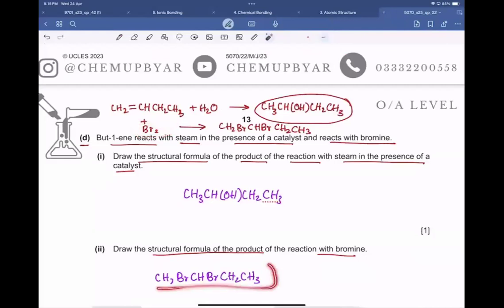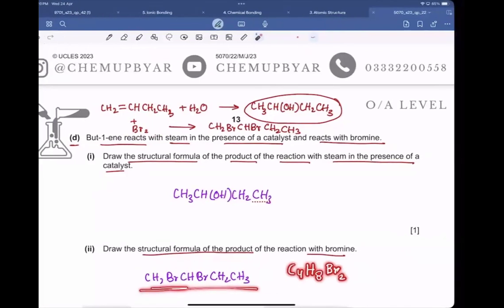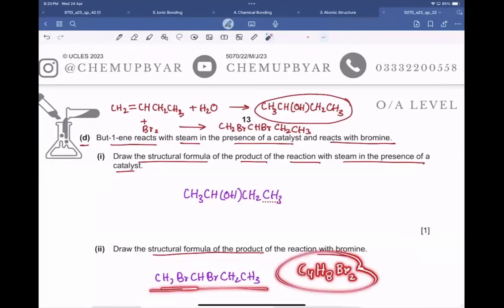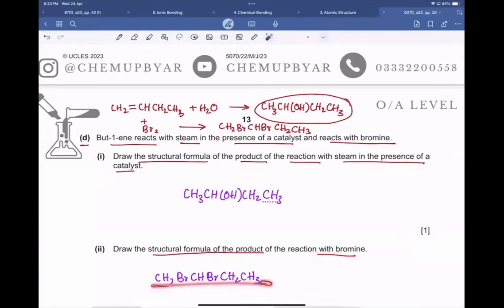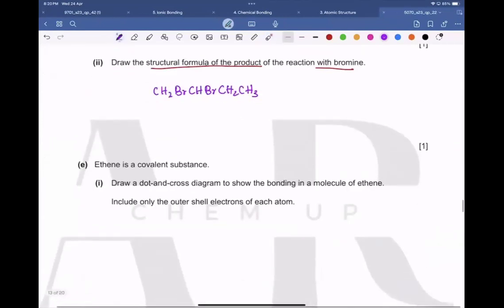Who is saying that is the molecular formula? The molecular formula would be like this. If you see how many carbons, it has 4 carbons. So C4, how many hydrogens? It has 8 hydrogens. And how many bromine? 2 bromine. So this is the molecular formula. That is the structural formula, okay? And the displayed formula is the one in which we show all the bonds. I hope it's clear to all of you.